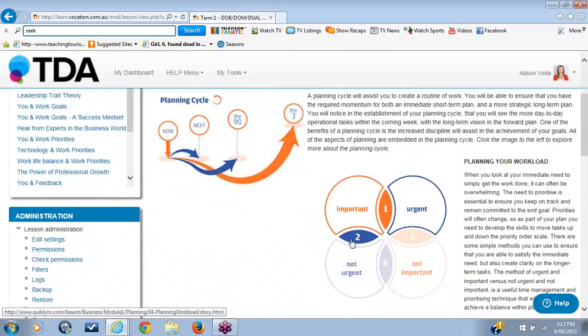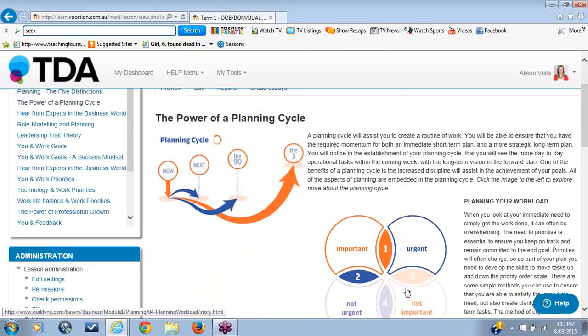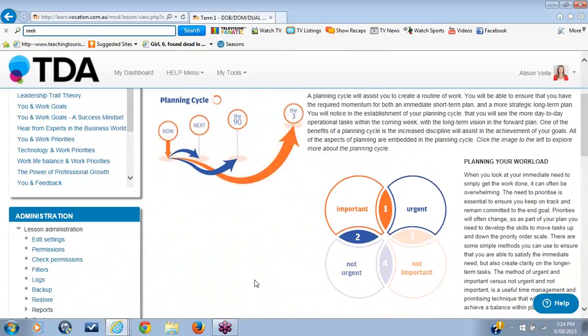We went through planning your workload, and how important and urgent different tasks might be. I found myself thinking about that on the weekend. I had quite a few things that were all piling up, and I had to stop myself at one point and think, okay, what's the most important, what's urgent, and put the not important things to the side, and they got done at the end.